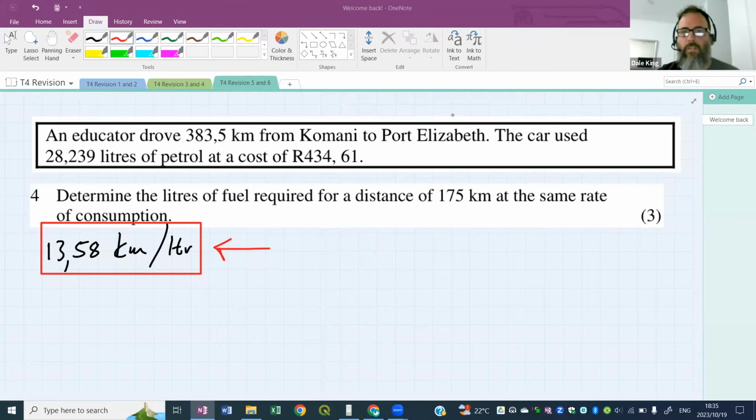Something like this will be in today's quiz. It'll be graphs that we did on Tuesday and conversions that we're doing today.